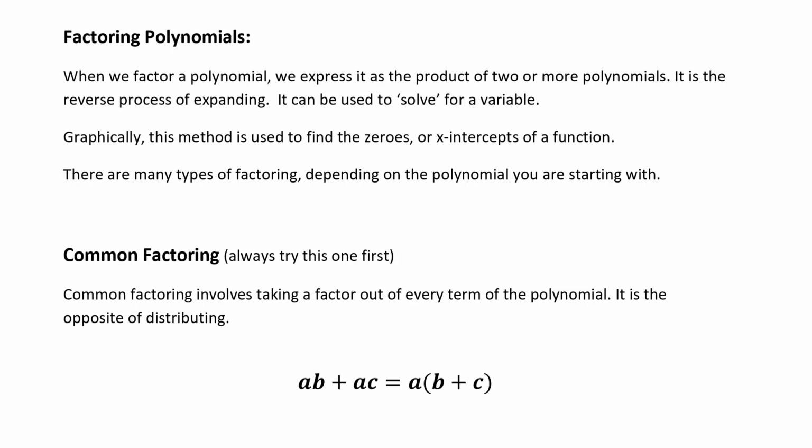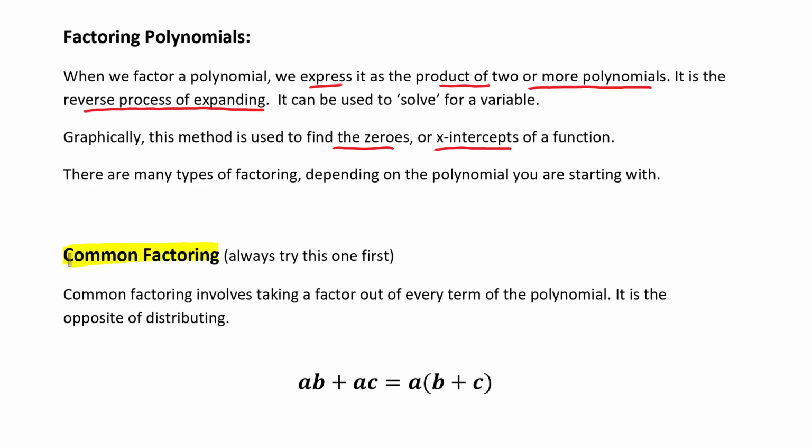So when we factor a polynomial, we express it as a product of 2 or more polynomials. You can think of it as the reverse process of expanding. Oftentimes we need to do this to solve for an unknown. Later on we'll use this to find the zeros or the x-intercepts of an equation, but there are many different types of ways to factor. Today we're going to talk about only 2 of them.